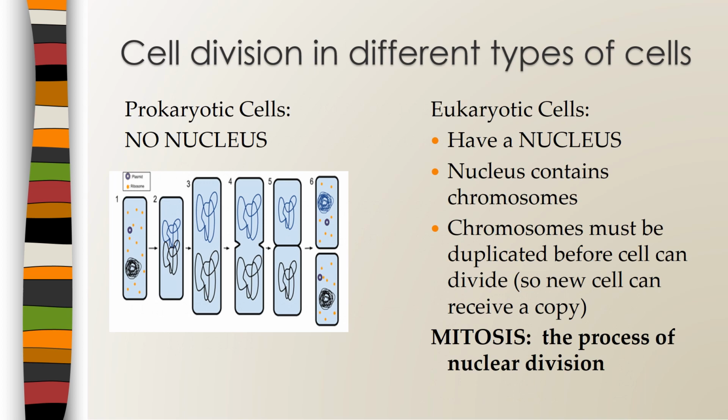Cell division in different types of cells. So in prokaryotic cells, there's no nucleus, all right? So they can do some very different stuff than eukaryotic cells. They have a nucleus. That nucleus contains chromosomes, and those chromosomes have to be duplicated before the cell can divide. So eukaryotic cells have to undergo a process called mitosis, which is the process of nuclear division.